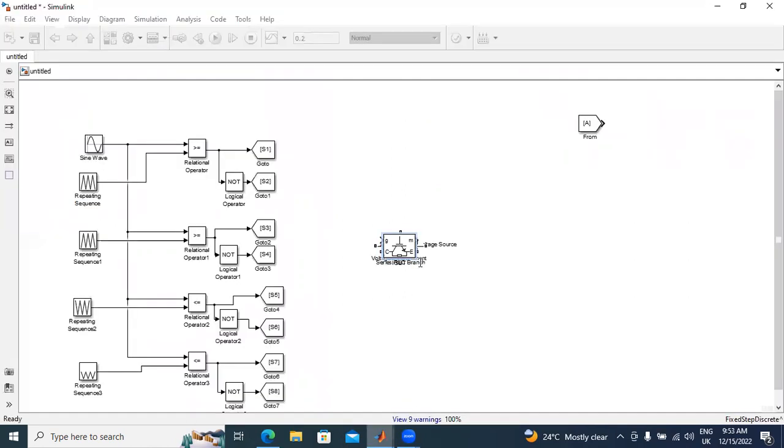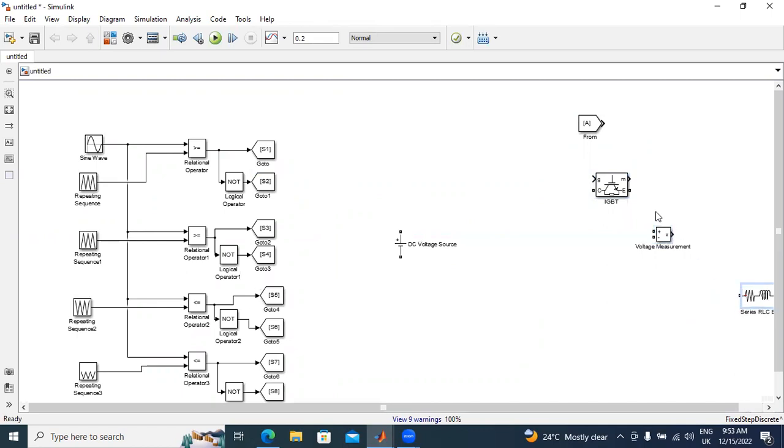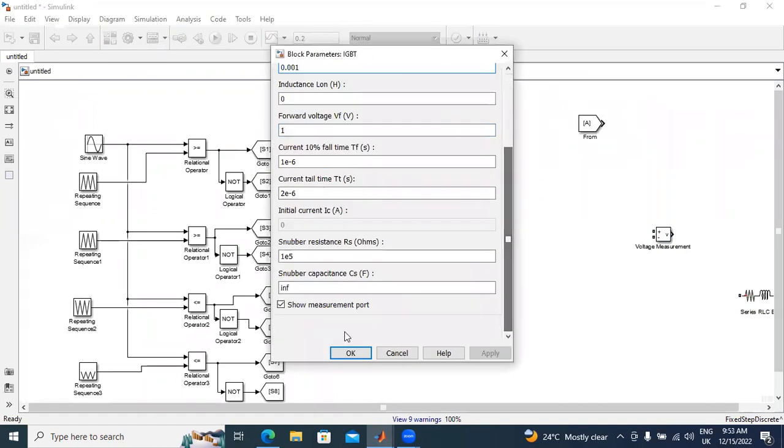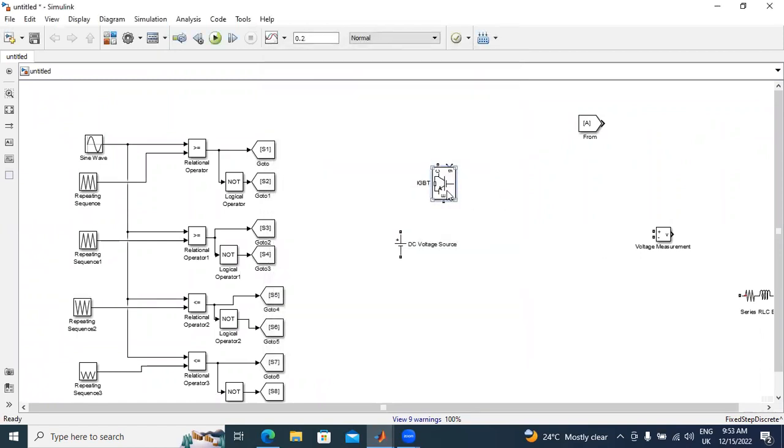Now I will design a cascaded HBridge multi-level inverter. First, I will rotate this IGBT switch. I don't need this E. E means this is the measurement port. I will remove this measurement port. Next, I will rotate this power electronics switch left to right.